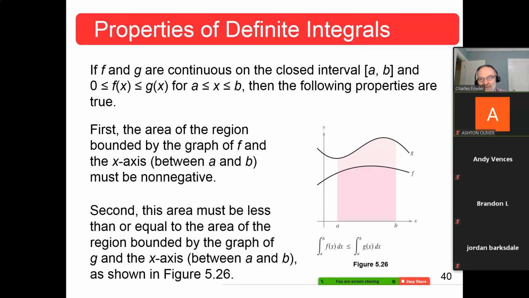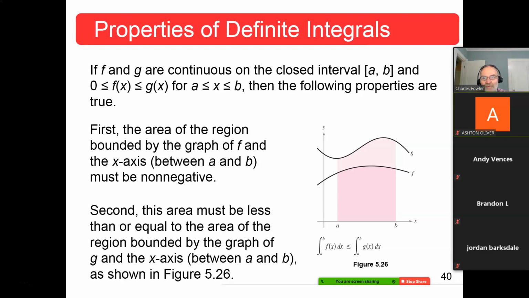Now, here's the second feature. 0 is always less than or equal to f of x. So that means f of x is never negative, so f is a non-negative thing. But f is also always less than or equal to g of x. So that means g is going to be on top, pretty much. f's going to be somewhere in the middle, and the x-axis is going to be at the bottom.